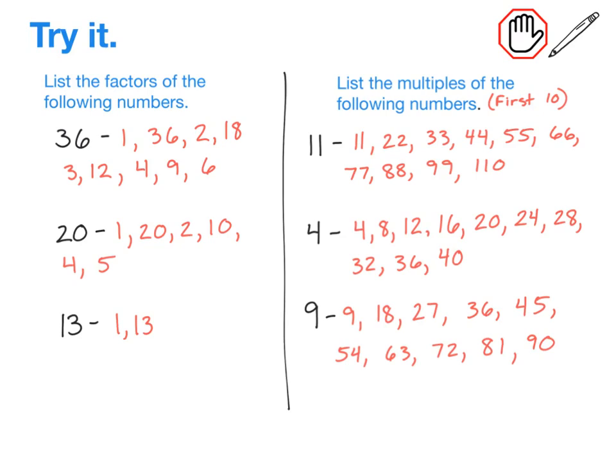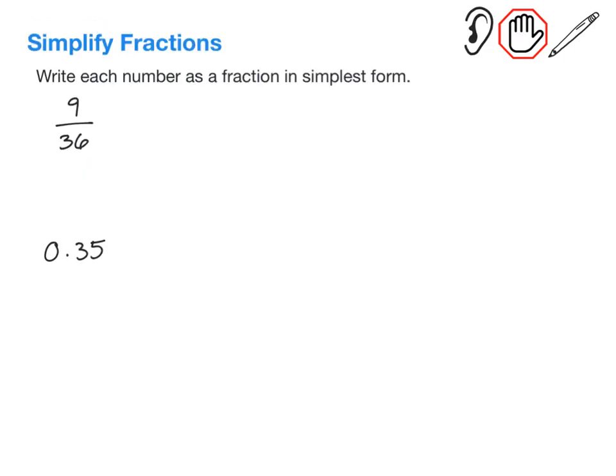Okay, compare what you wrote down to the answers. And take note here, for 36, the factors of 36 are 1 and 36, 2 and 18, 3 and 12, 4 and 9, and 6. So because 6 times 6 equals 36, I only have to list 6 as a factor one time. Correct any errors that you made, and then let's move on to the next skill.